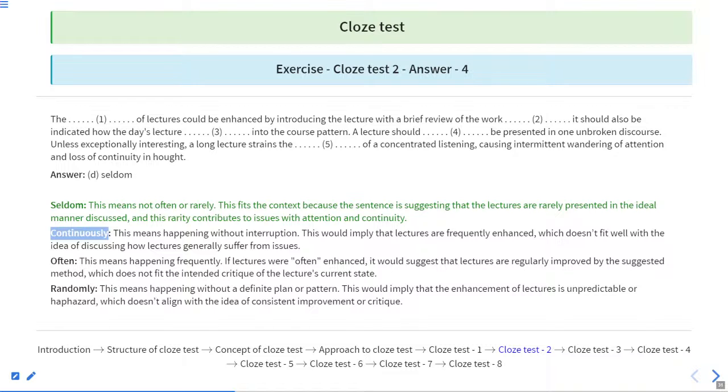If the lectures are often enhanced, it means that the lectures are regularly improved by the suggested method. This does not fit the intended critique of the lecture's current state. It cannot be randomly. This means happening without a definite plan or pattern. This would imply that the enhancement of lectures is unpredictable or haphazard. This does not align with the idea of consistent improvement or critique. So the correct answer was seldom.